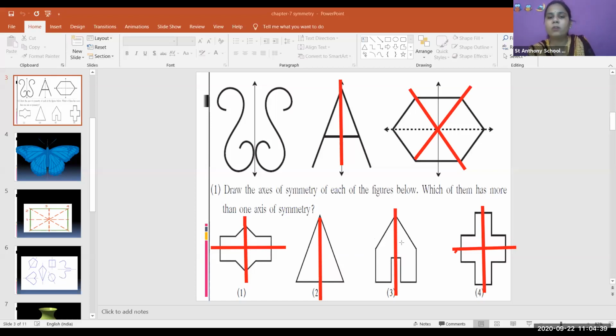I hope everyone is clear till this. Yes, I hope everyone is clear till this. This is a very simple chapter actually. It depends on your perspective, from where you can draw an axis of symmetry.